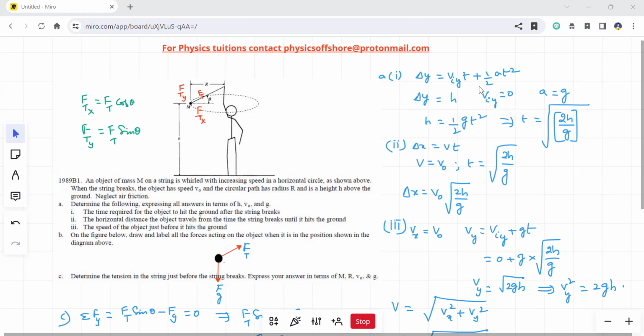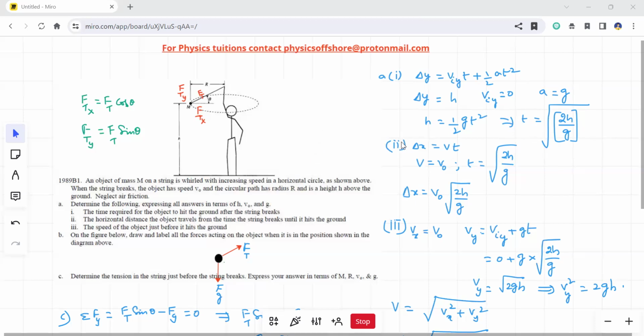Therefore, the initial vertical velocity is 0, and the acceleration is, the object is under free fall. The moment the string breaks, the object is under free fall. Therefore, the acceleration is the free fall acceleration, that means acceleration due to gravity. So substituting these quantities in the kinematic equation delta y is equal to v_iy t plus half a t squared, we will calculate t. t is equal to square root of 2h by g.